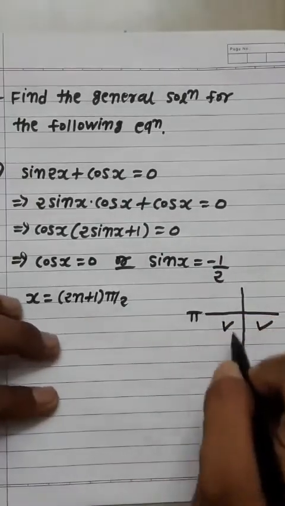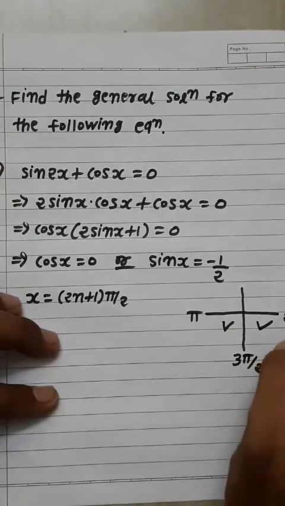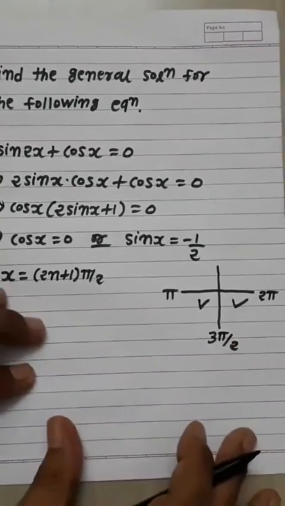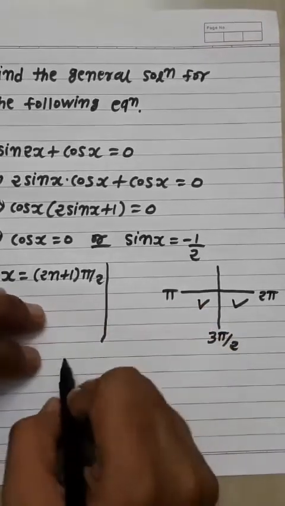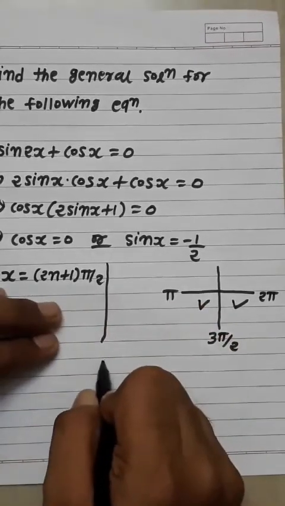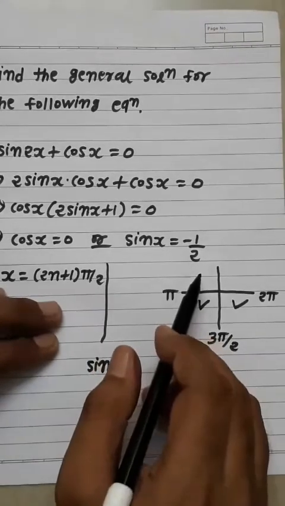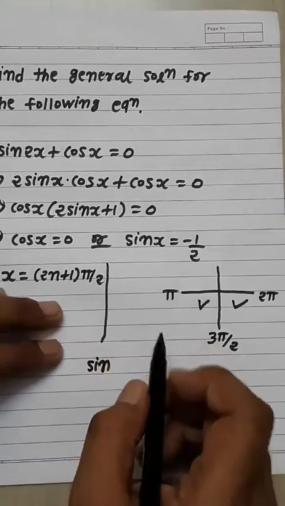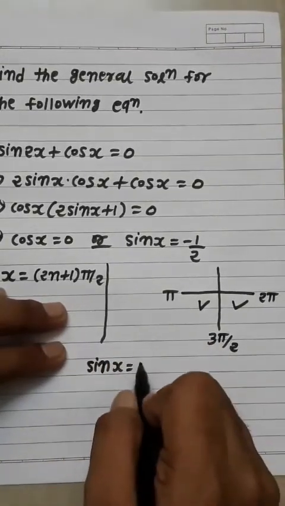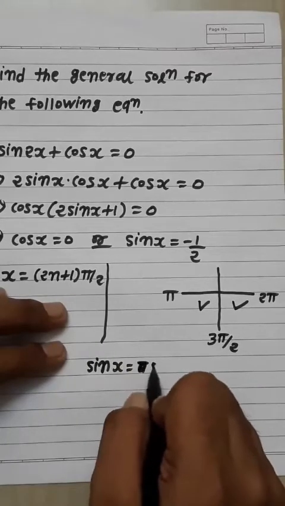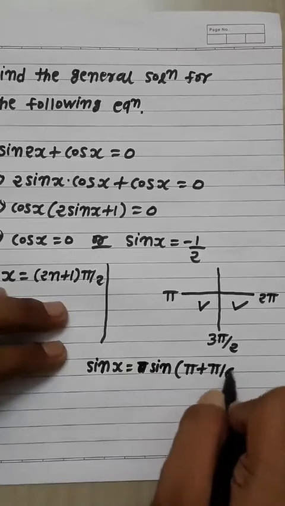Here pi, 3 pi by 2, and here 2 pi is present. So written here, first remove this negative sign. So sine, and the value of 1 by 2 is pi by 6. So here written sin x is equal to sine into bracket pi plus pi by 6.